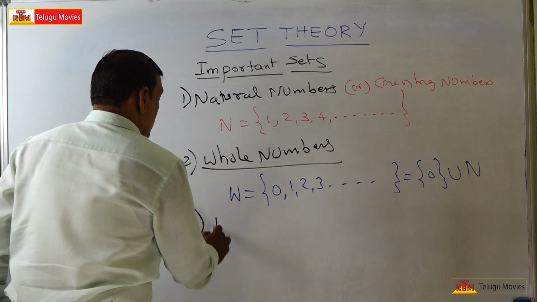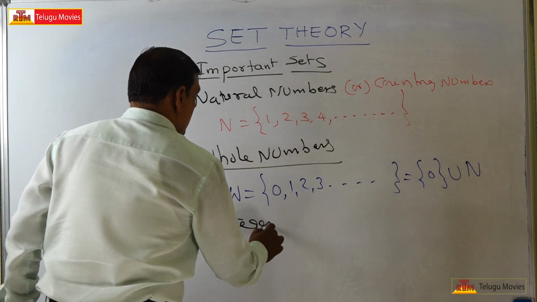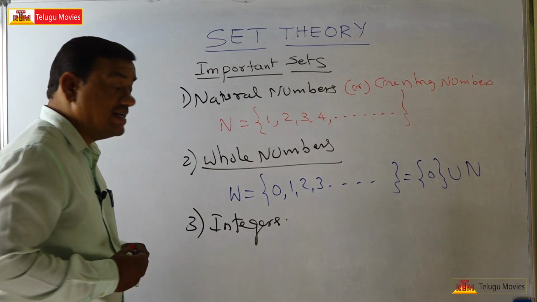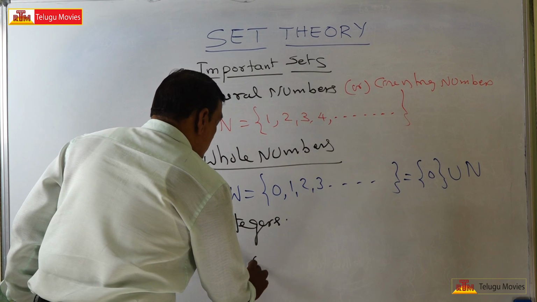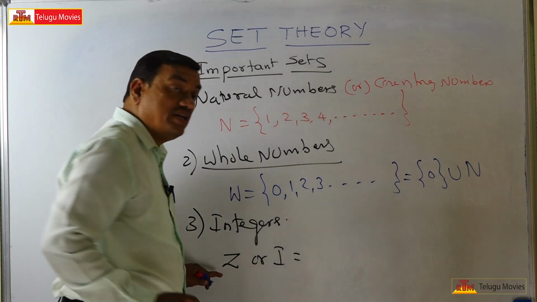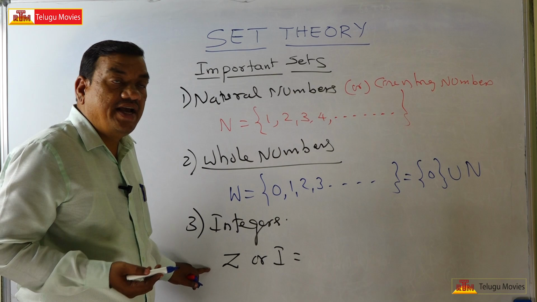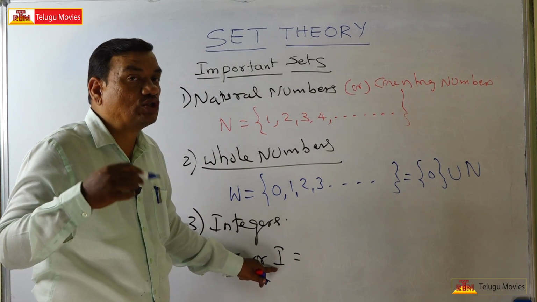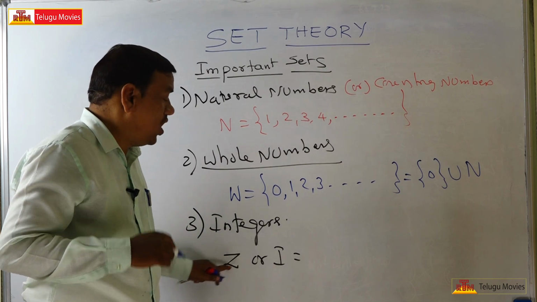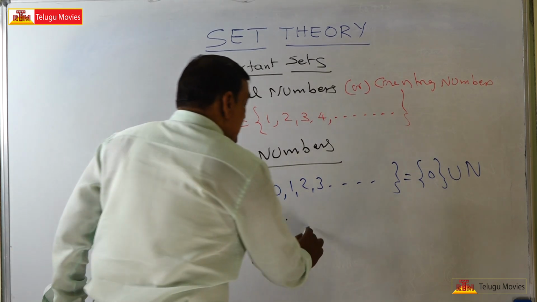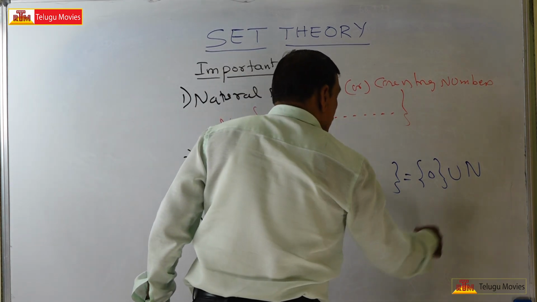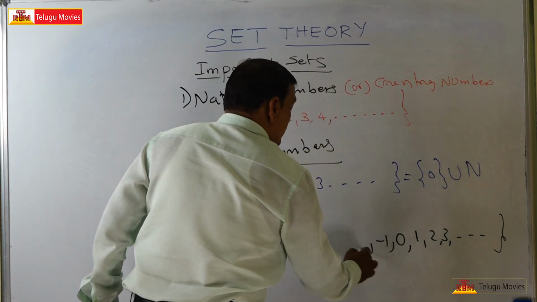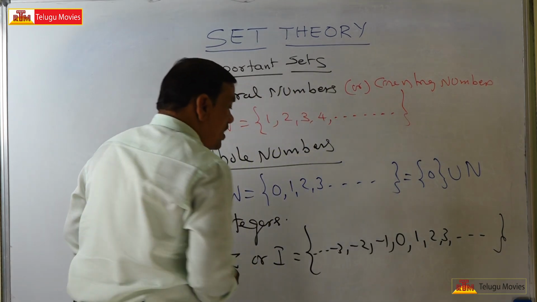The next one is integers. The integer set is denoted sometimes by Z, sometimes by I. Be careful, in some textbooks they write x belongs to Z, and in others x belongs to I. Both are the same. So what are the integers? To the right side of 0 we have 1, 2, 3, and so on to infinity. To the left side, -1, -2, -3, and so on to infinity.